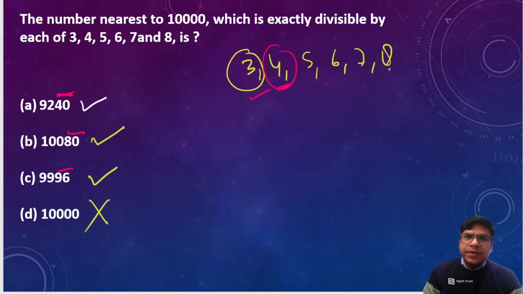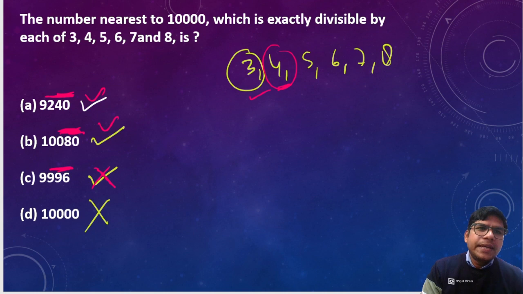Now if we use 8 as a tool, then the last 3 digits must be divisible by 8. So this is divisible by 8. This is also divisible by 8. For the last 3 digits, 8 1 ja 8, 8 2 ja 16, then 3, 36. So this is not divisible by 8. So we are left with only two options, A and B.